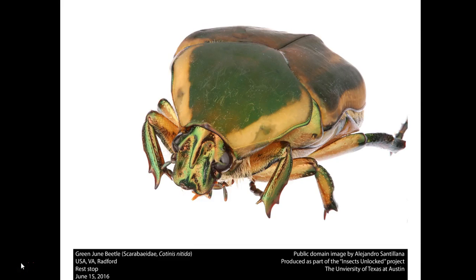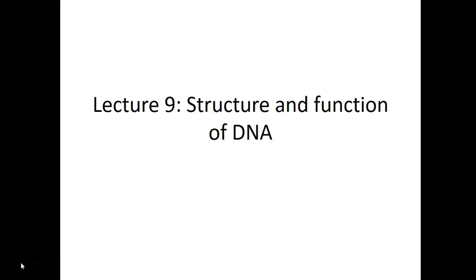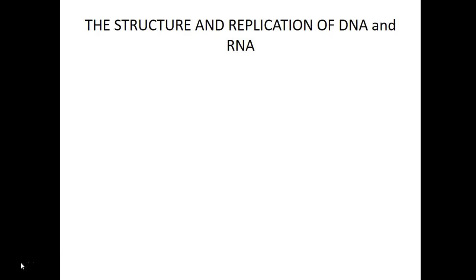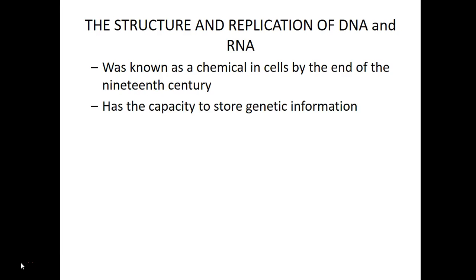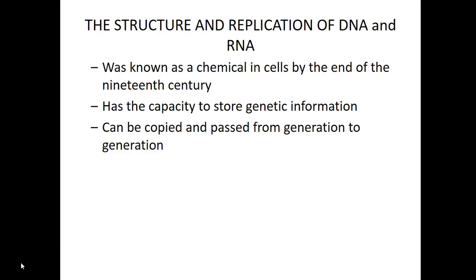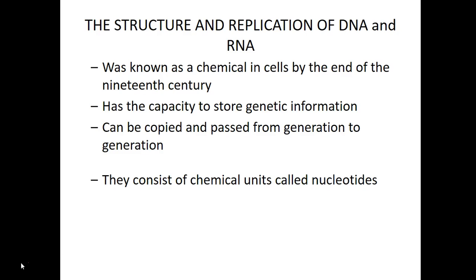This is lecture 9, and it's about the structure and function of DNA. So, in cells, by the end of the 19th century, they had identified nucleic acids. And we now know that DNA has the capacity to store genetic information and can be copied and passed from one generation to the next.